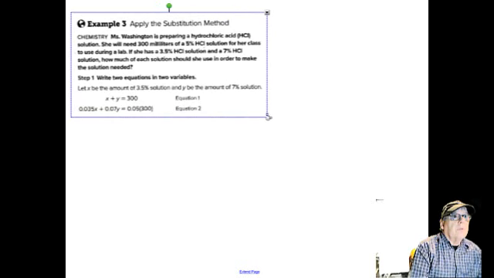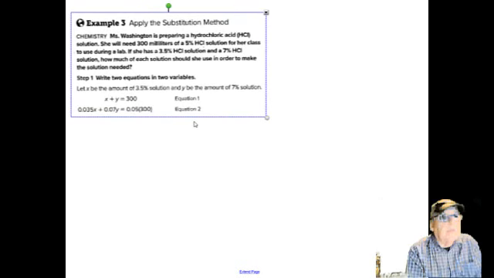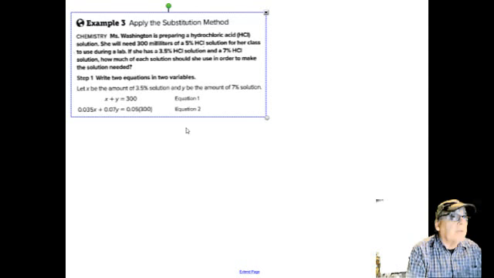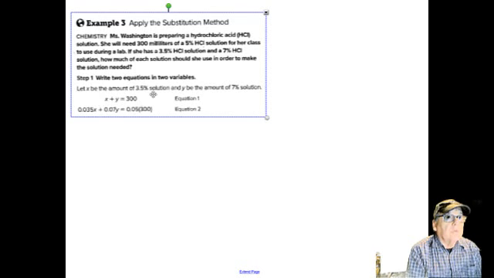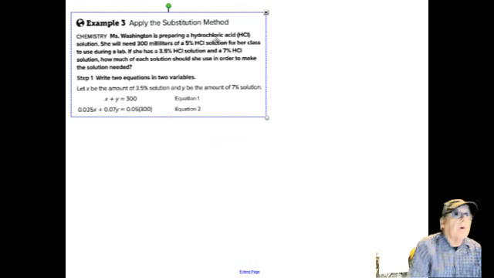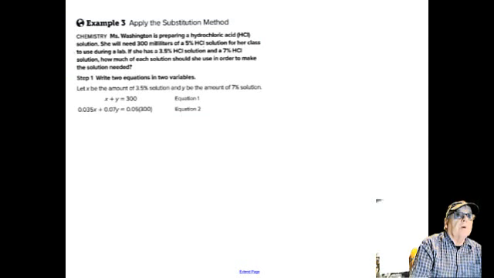So for this part, they want us to apply the substitution method. So we have to dig some equations out of this. So hydrochloric acid solution, she needs 300 milliliters of a 5%. And she has a 3.5% solution and a 7% solution. So she needs 300 milliliters of a 5% solution. So let's see what they're doing here to write the equations. Together she needs 300 total milliliters of both solutions. So we get x plus y is equal to 300, where that's in milliliters.